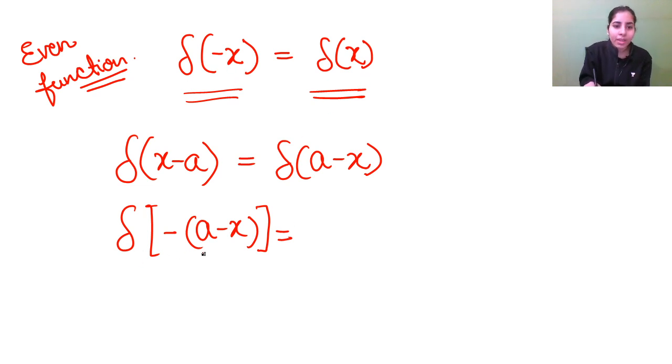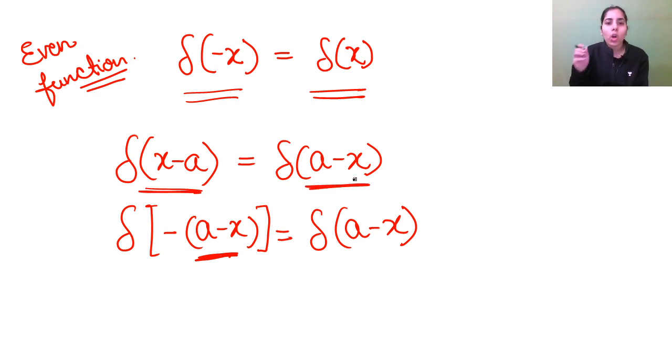So this is del minus something is equal to del something. Something here is a minus x. So if this is not present in the options but this is present, you will be confident, if you know this property, that yes, it's correct. I can select this answer as the correct answer because it is an even function. Okay, so that's how this property will help you in different situations, in different cases.